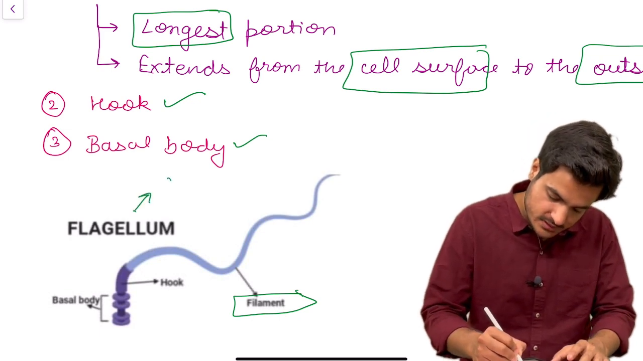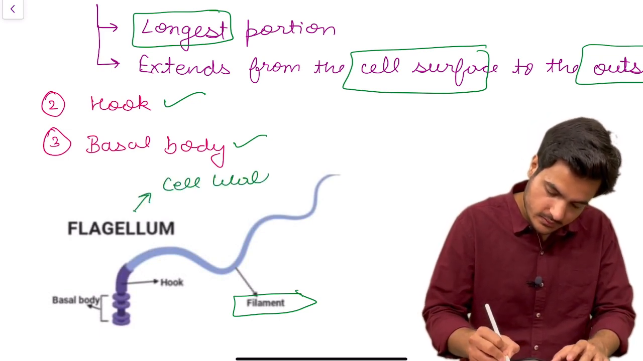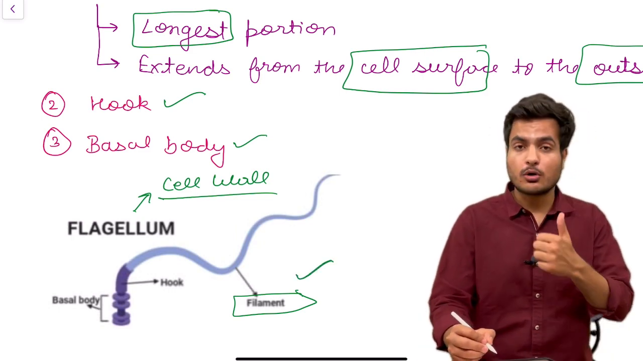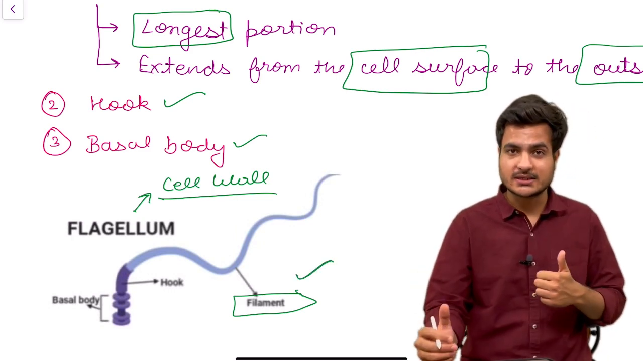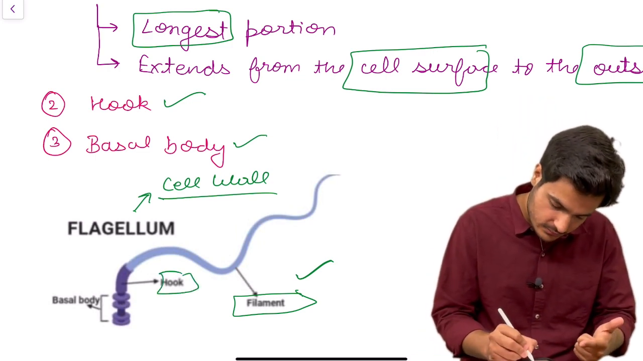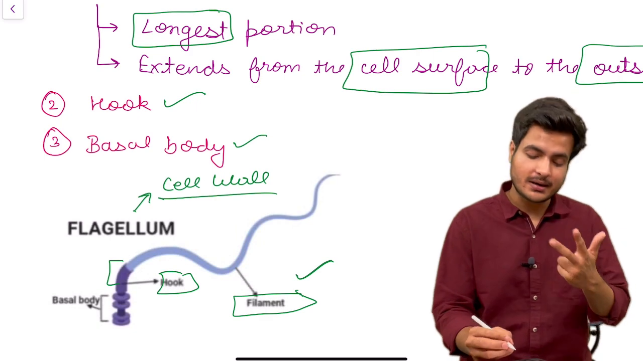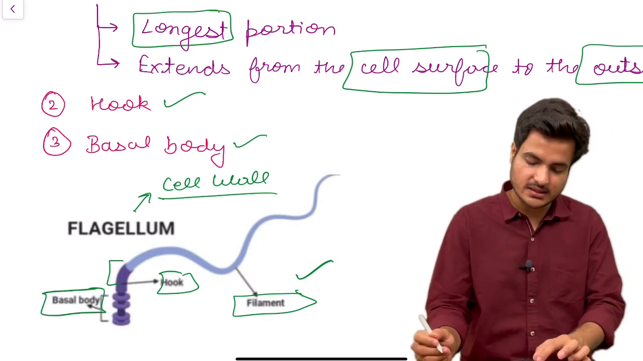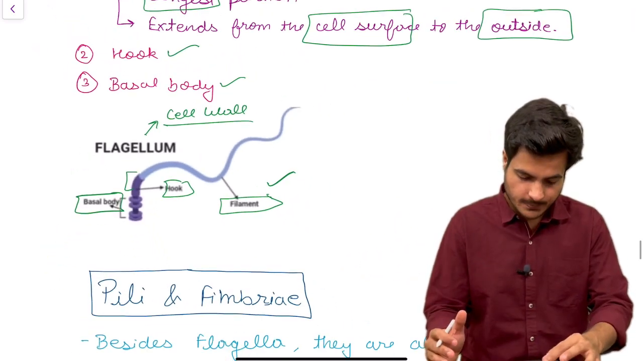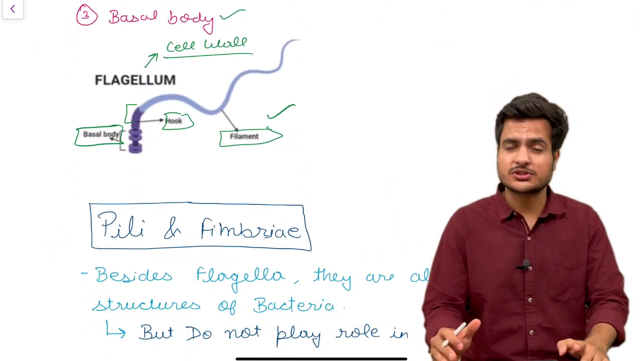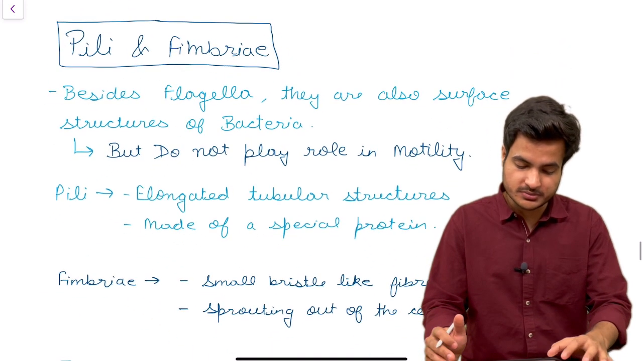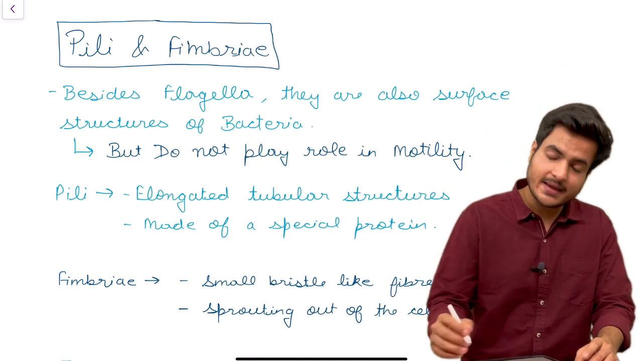Flagella arise from the cell wall of the bacteria, which contains three structures. Filament, the longest part, which is extending into the external surrounding. Second part is the hook of flagella, which is shown here, and the third part is the basal body of the flagella. So these are the three important parts of flagella. Now with this we have finished the discussion of flagella. Now other outgrowths from the cell are pili and fimbriae.